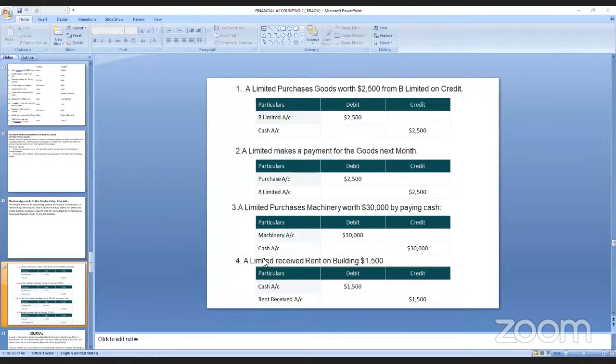Is it clear? A Limited received rent on building, that is rupees 1,500. So he has received. So cash account debit to rent received account 1,500.